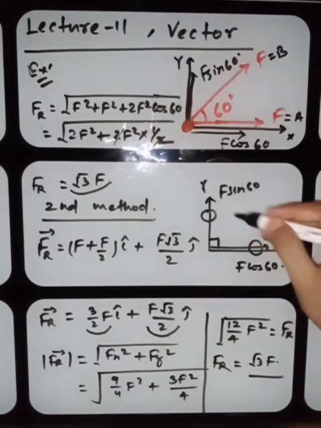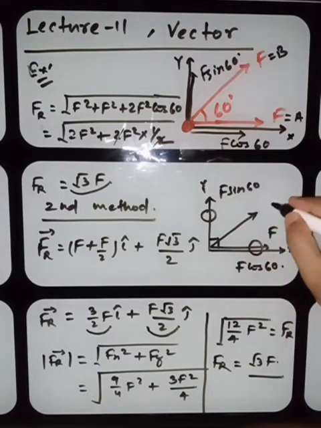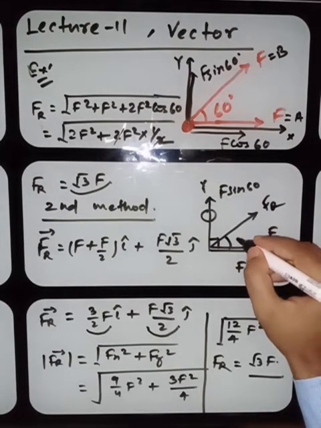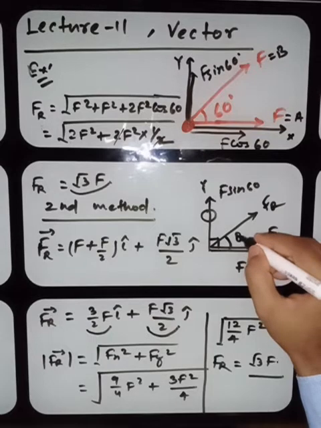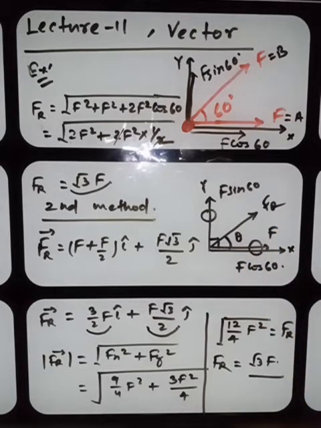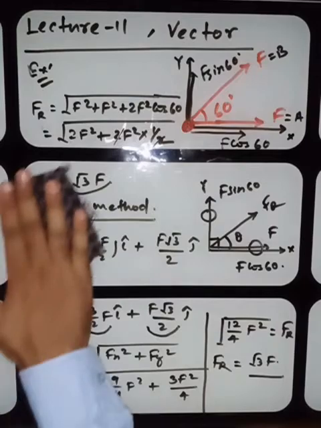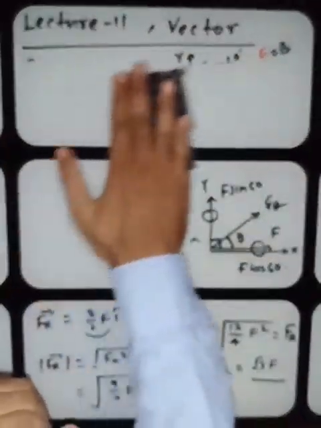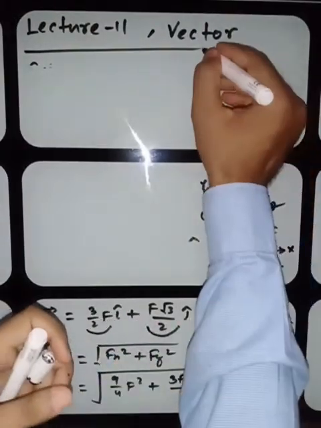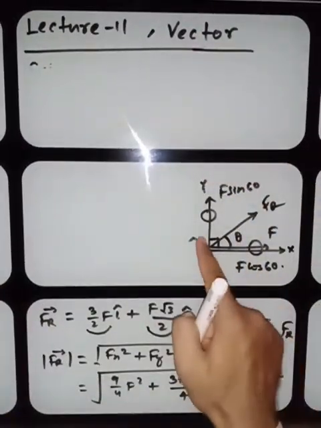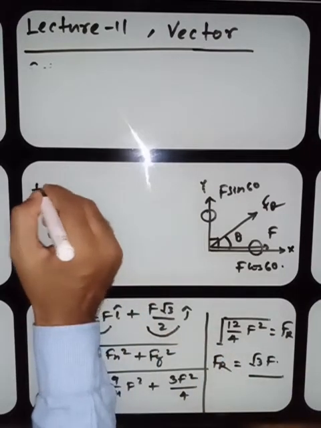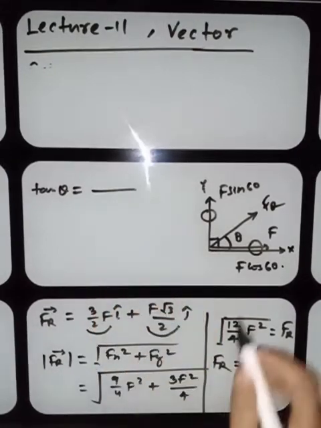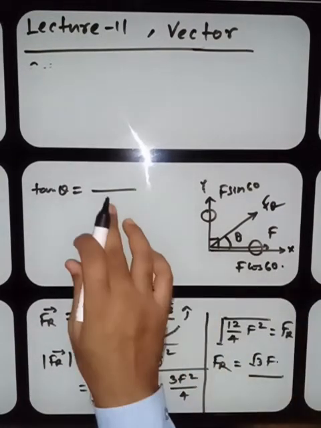Remember, the resultant of these two forces will be somewhere here, Fr. But with respect to the x-axis, we have to find the direction. Suppose it is the angle theta. We have to find tan theta. We have studied that to find the direction of one vector with respect to the x-axis, we keep the coefficient of i, that is the coefficient of x, as the denominator.